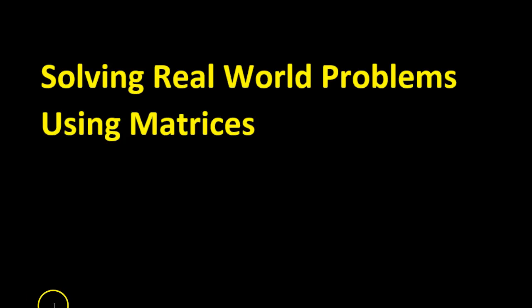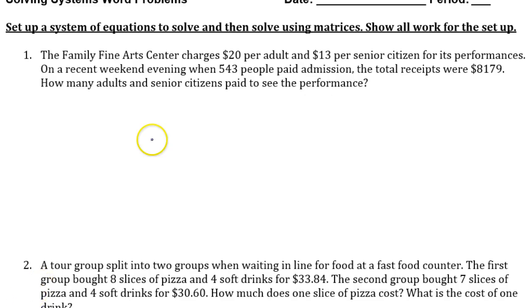In this video, I will show you how to solve real-world problems using matrices. Let's see, problem number 1. The Family Fine Arts Center charges $20 per adult and $13 per senior citizen for its performances. On a recent weekend evening, when 543 people paid admission, the total receipts were $8,179. How many adults and senior citizens paid to see the performance?